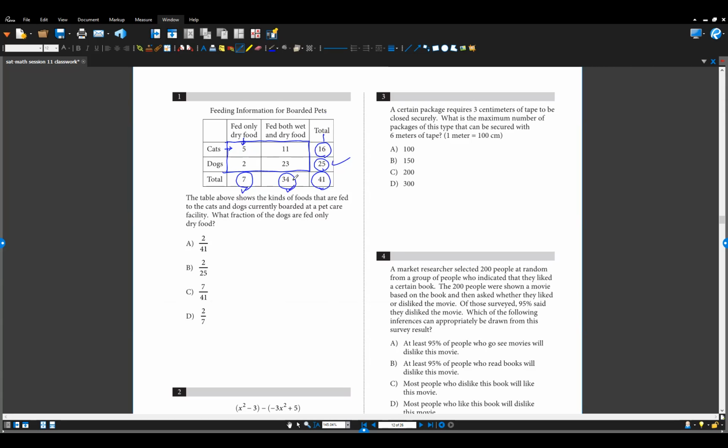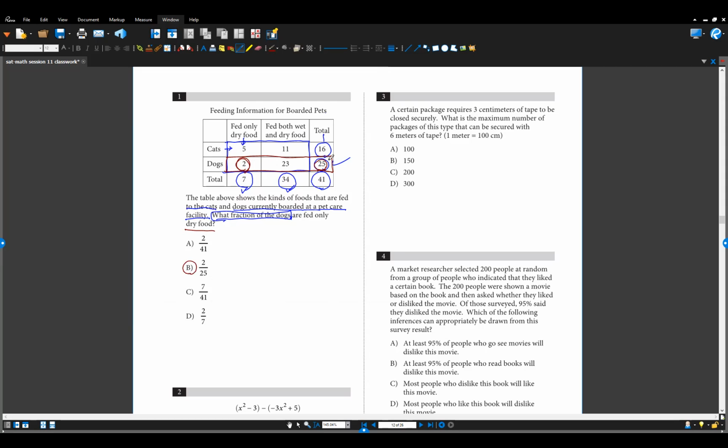Both. Okay. All right, the table shows the kind of food fed to the cats and dogs currently boarding at the pet facility. What fraction of the dogs eat only dry food? We are talking about dogs, not cats. We need dog only. There are 25 total. Dog and dry food is 2 out of 25, right? So the answer is B.